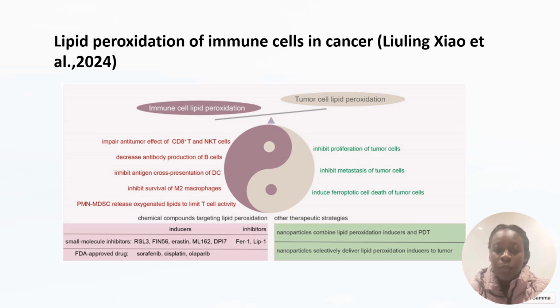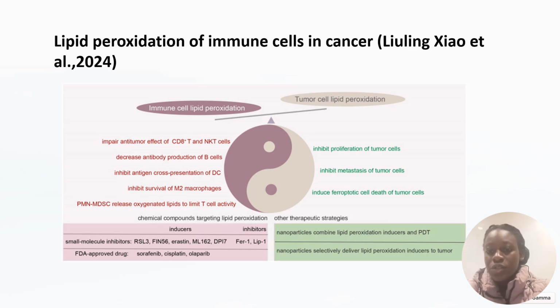immune system. Now, the inducers of lipid peroxidation in immune cells can be, for example, RSL3, Erastin, and some other FDA-approved drugs such as sorafenib and olaparib can also have this effect of lipid peroxidation in immune cells. And inhibitors of this effect can be FER1 and LIP1.